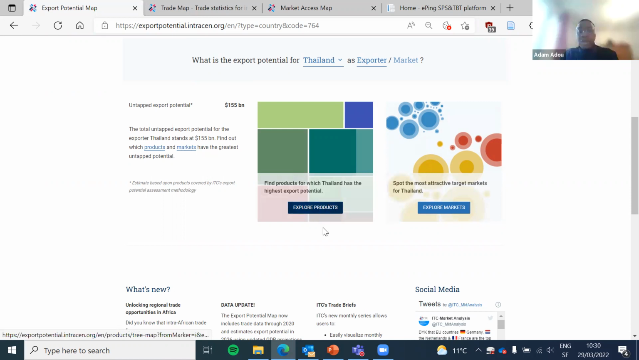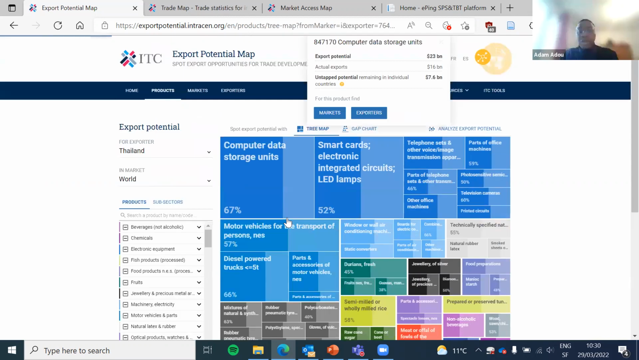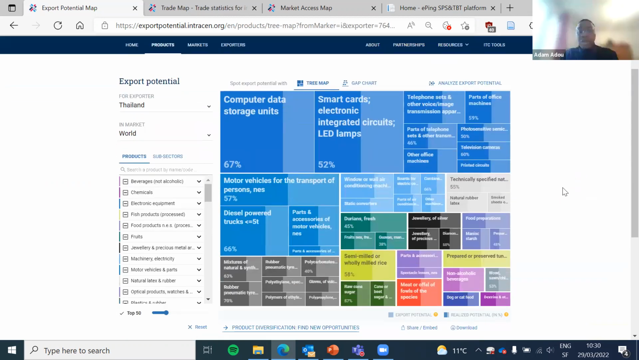By clicking on this module, I will have the list, as you can see, of all the products ranked from the one with the highest export potential to the one with the lowest that Thailand can export to the world. So this is not from Thailand to a specific country, but from Thailand to the world in general. As you can see, the first one is computer data storage units, because it's the one where Thailand has the biggest export potential.